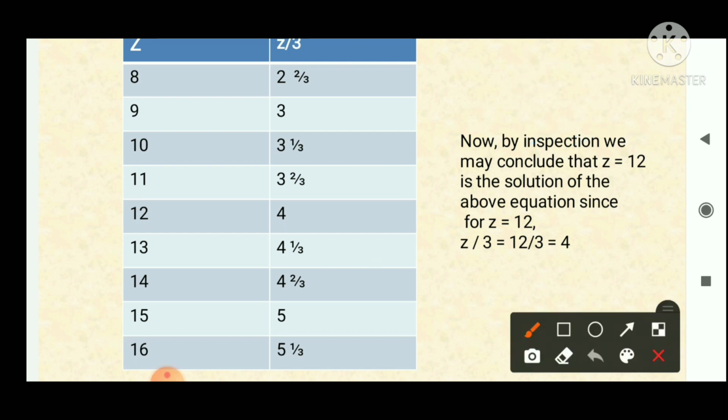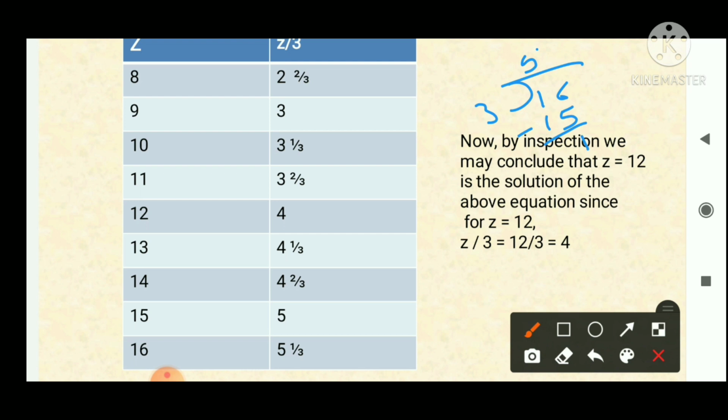Next, by putting the value of z is equal to 15, we divide 15 by 3, we get 3 5s are 15. We get quotient 5, so our answer is 5. And last, by putting value of z is equal to 16, we divide 16 by 3, 3 5s are 15.